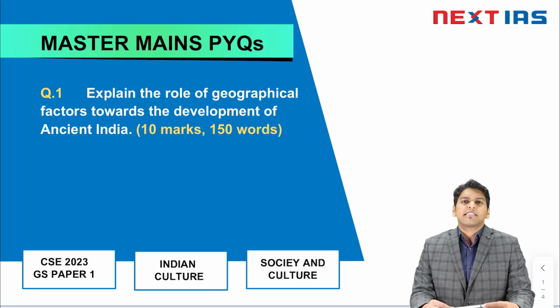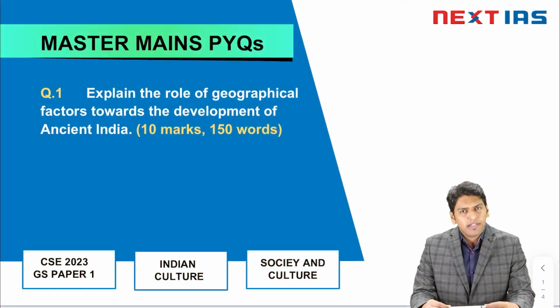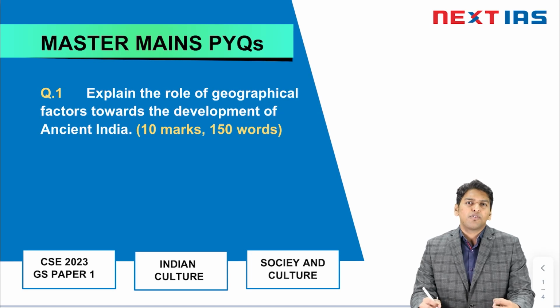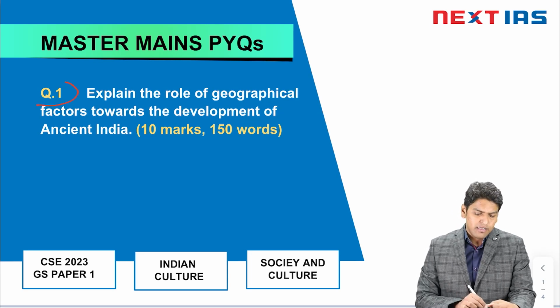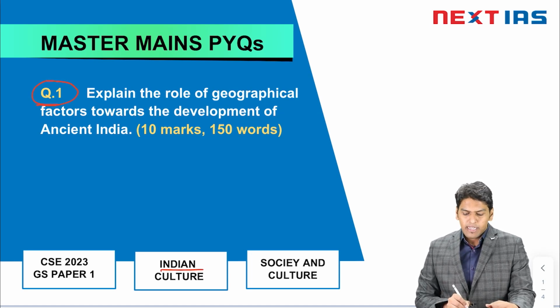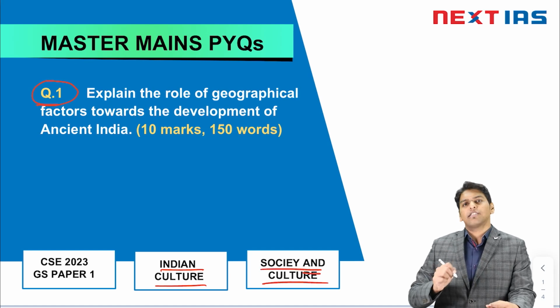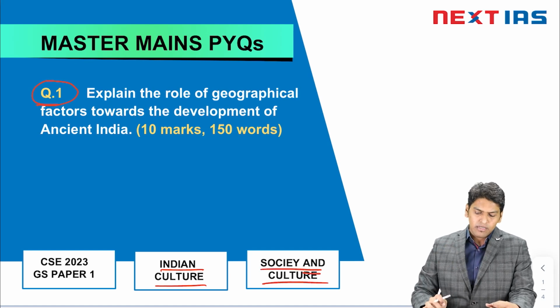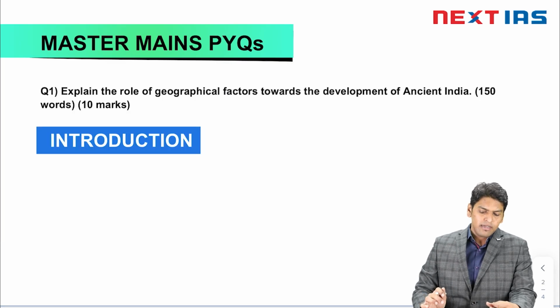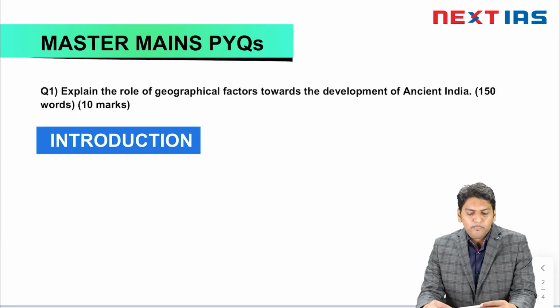Today we will be discussing another question of 2023 GS Paper 1. Today is the first question. The first question came from the Indian culture part, under society and culture. Seeing the first question, it was: explain the role of geographical factors towards the development of ancient India.